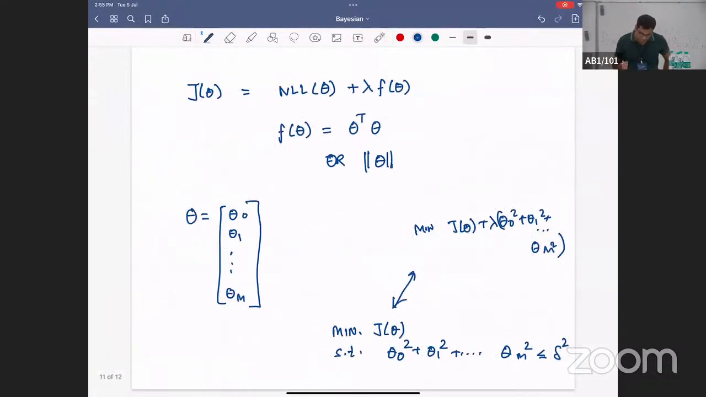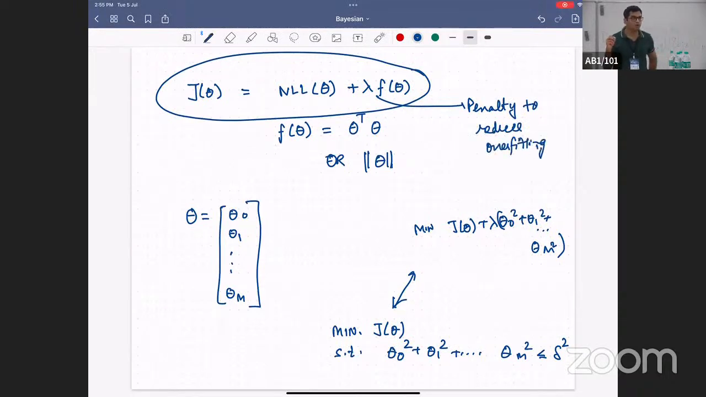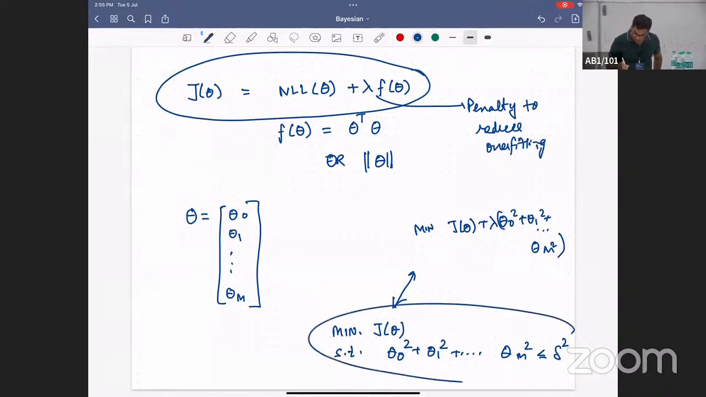So now this is the way you can reduce overfitting. You put some penalty to reduce overfitting, right? When you put a constraint like this, you're trying to make thetas slightly smaller, right? Which will ensure that you don't get those complex wiggly lines that I'd shown in the demo, right?